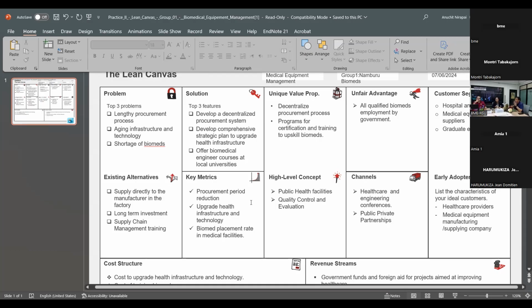So what is the solution that you are looking for? The development of the decentralized procurement system, right? So this is the thing that you focus to improve. Am I right? Yes. Okay. We are clear now. So what is your recommendation, Ajahn Anuchit?